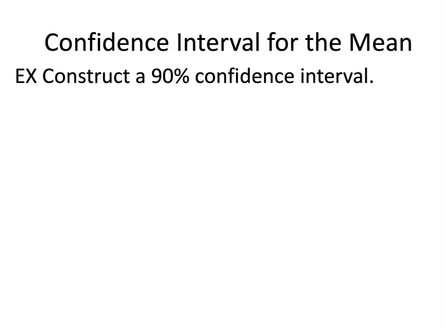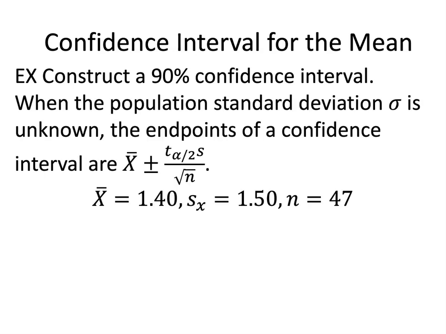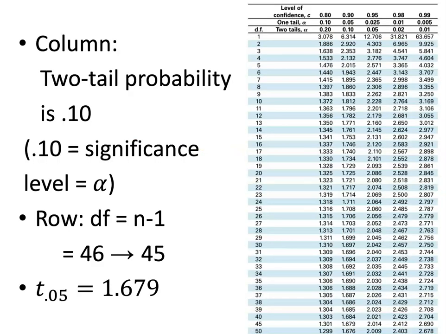Now let's construct a 90% confidence interval. Everything's going to be the same, okay? Same formula, x bar plus or minus t sub alpha over 2 s over square root n. X bar is the same, standard deviation is the same, n is the same. The only difference is that we need a different t.